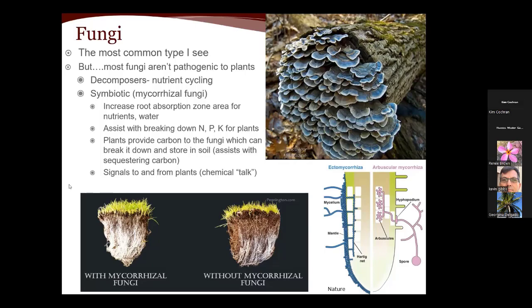And there are some that are symbiotic in nature, like mycorrhizal fungi, which increase the root absorption zone area for nutrients and water. They also assist with breaking down compounds into more available formulations for plants. And the plants provide carbon to the fungi, which can then break it down and help store it in the soil as part of its biomass, which greatly assists with sequestering carbon from the atmosphere, right?